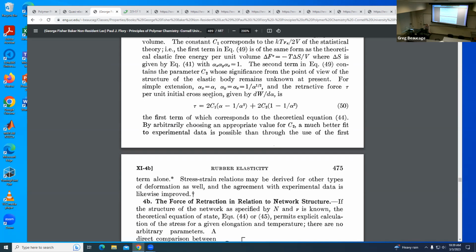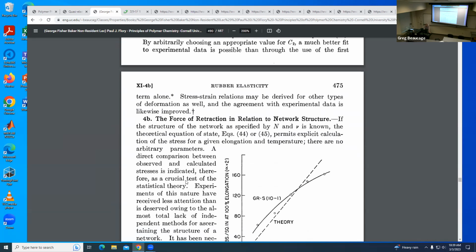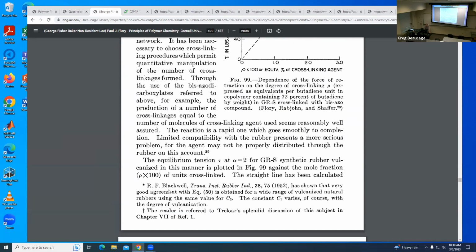So the first term alone, he gets that in this book on page 470 directly from the thermodynamics of a rubber chain, an incompressible chain being stretched. The second term is kind of added in. It's the second invariant, but he doesn't say what it is. That's the point. He gives a star here. I don't know where the star goes. Blackwell has shown very good agreement, attained over a wide range of vulcanizates, using the constant C1 that varies with the modulus. So basically C2 is this black box thing, okay?